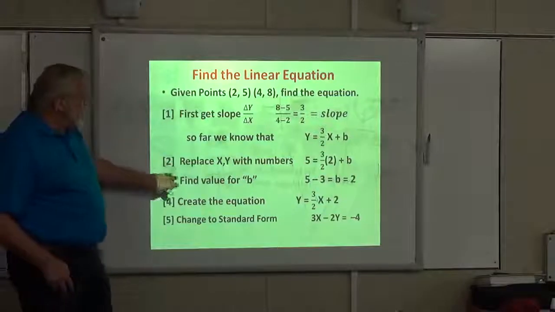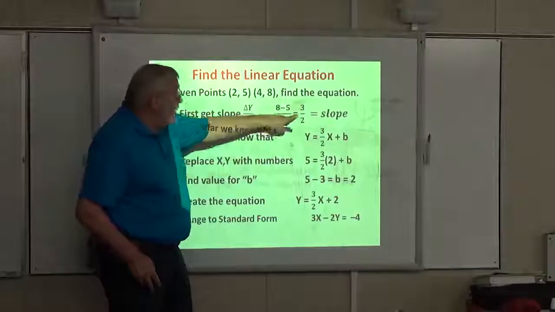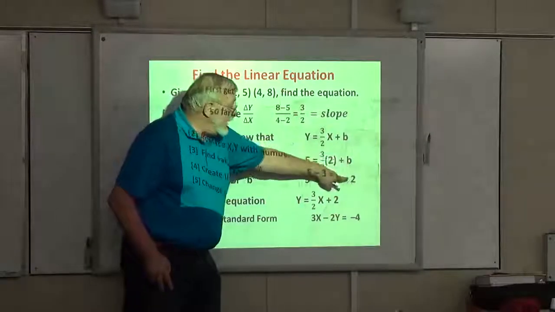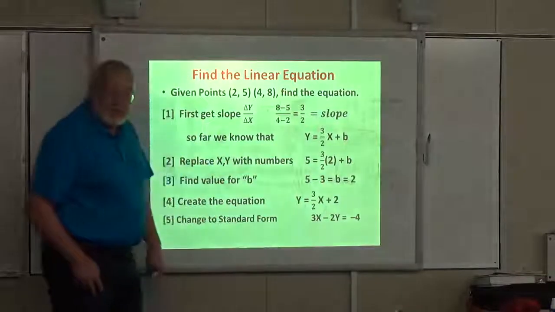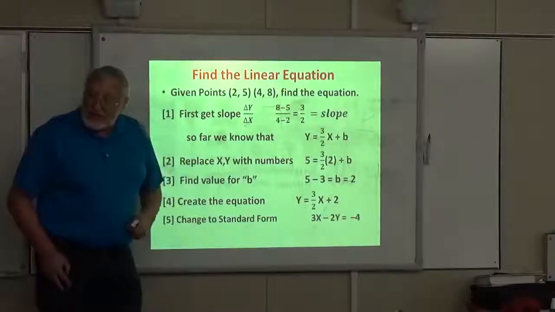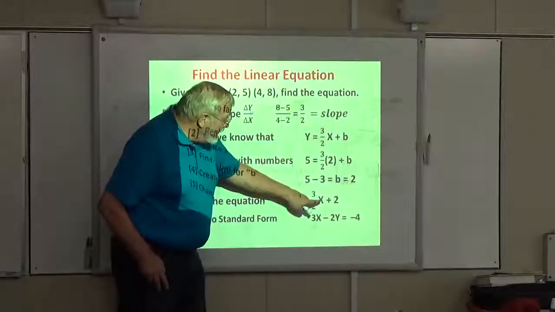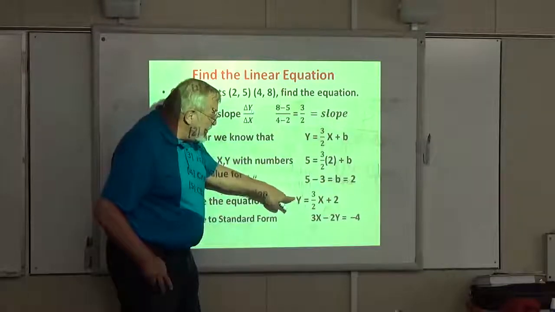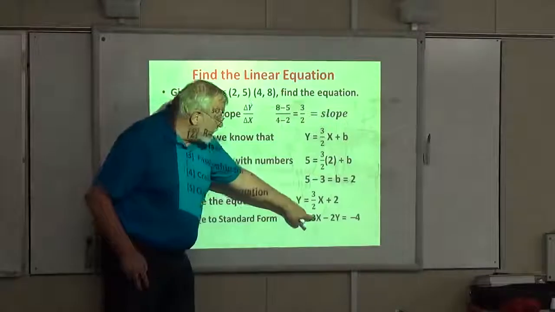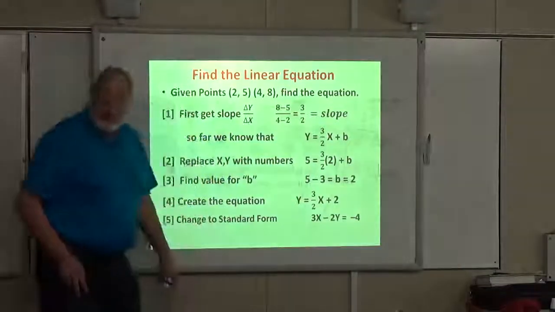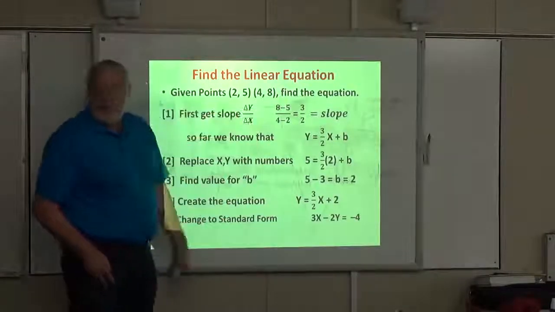And when I get that done, I find that b is equal to 2. And so now I have the m, and I have the b, and so I can say y equals 3 over 2x plus 2, which is the slope-intercept form of the line. What happens if I have to change that? Multiply everything by 2, that becomes a 4, and then this is already positive, so the 2x comes over as negative, and the 4 goes over as negative. And I get 3x minus 2y equals negative 4 as the standard form for these 2 points.